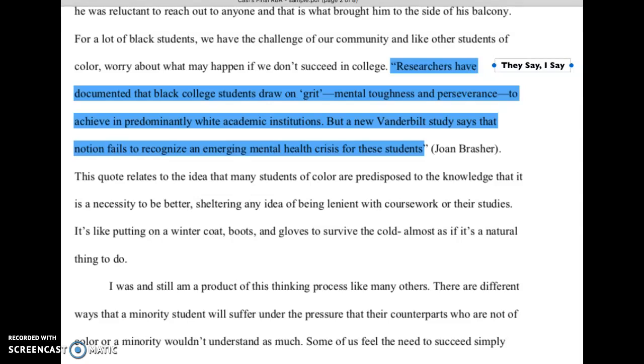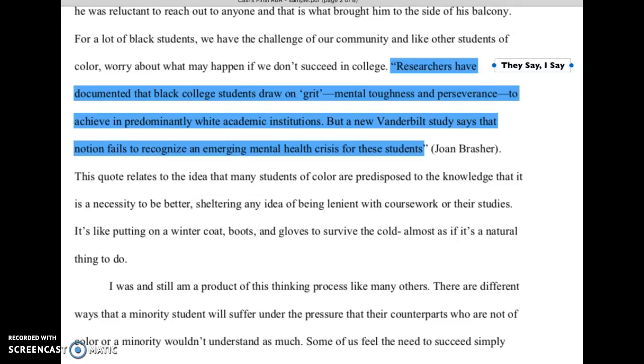So in this essay, Cassie is pushing back against the idea of grit and the notion that all that's needed to succeed academically is mental toughness and perseverance. She's making the point that if you rely completely on grit and ignore other factors, you run a risk of putting your mental health at risk as a student of color.